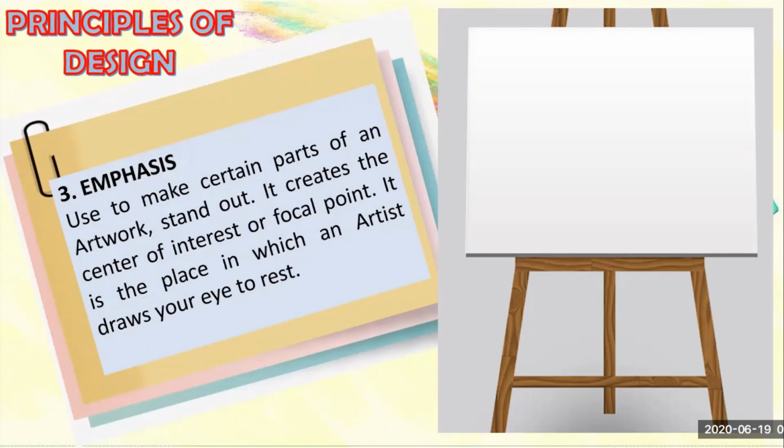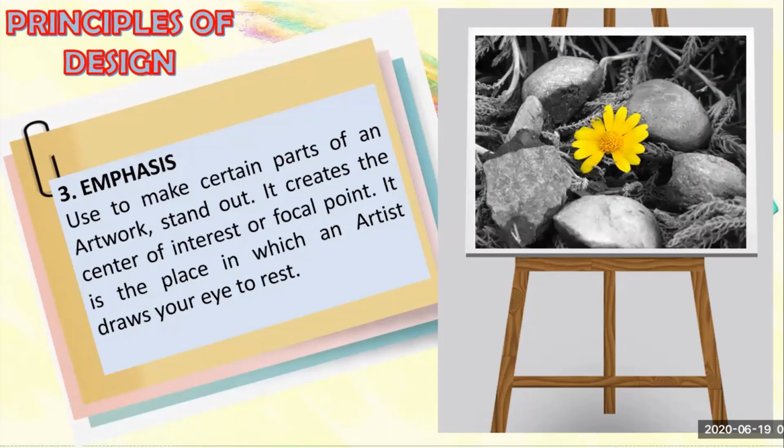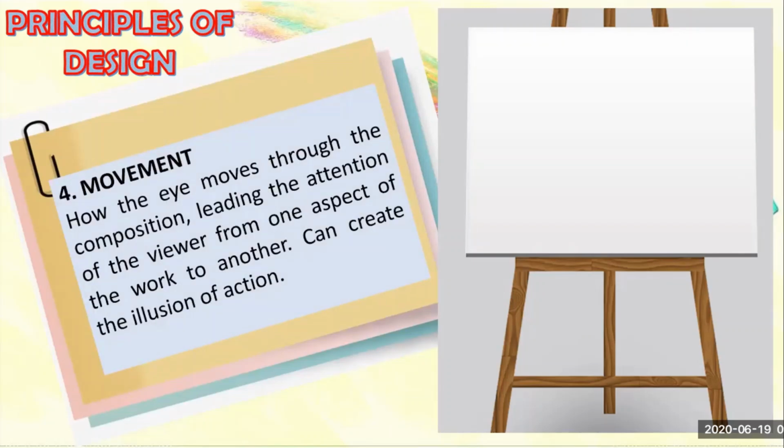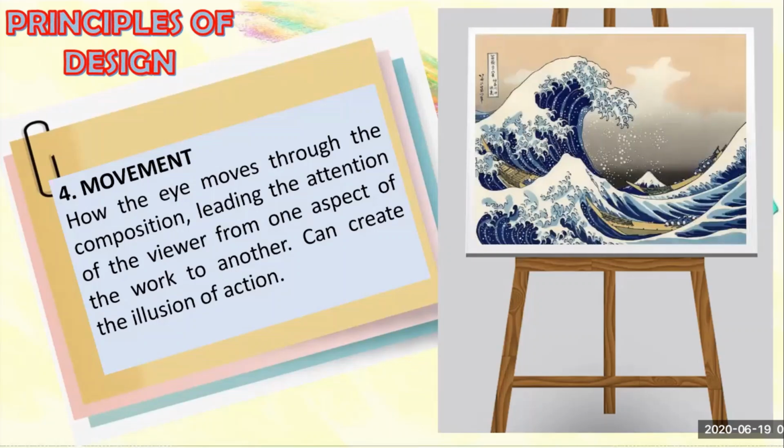3. Emphasis. Used to make certain parts of an artwork stand out. It creates the center of interest or focal point. It is the place in which an artist draws your eye to rest. 4. Movement. How the eye moves through the composition, leading the attention of the viewer from one aspect of the work to another. It can create the illusion of action.